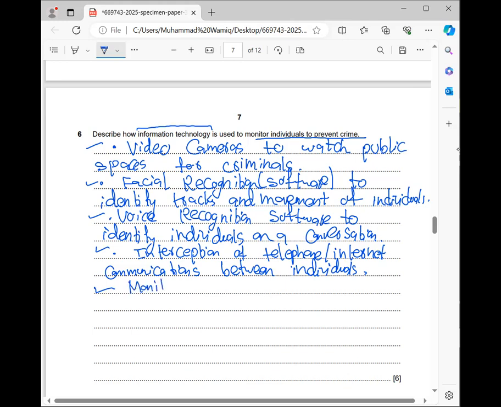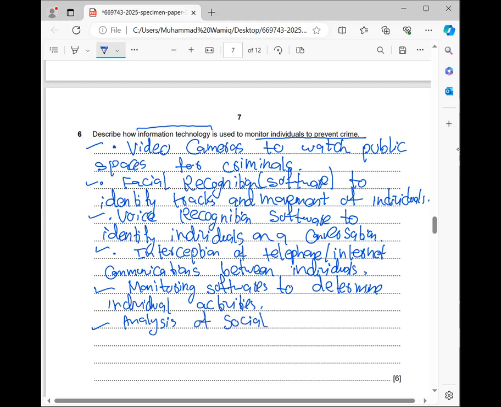I can also use monitoring software to determine individual activities or to track their individual habits. I can also include the analysis of social media activities to track individuals, such as their location, their interest, all of them.